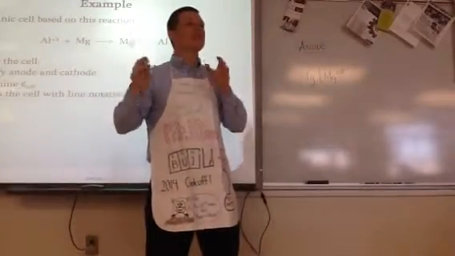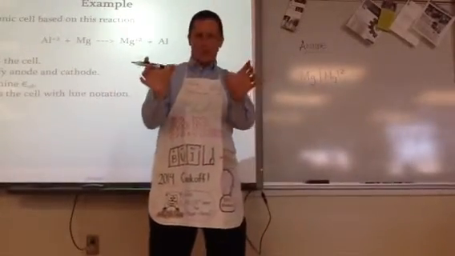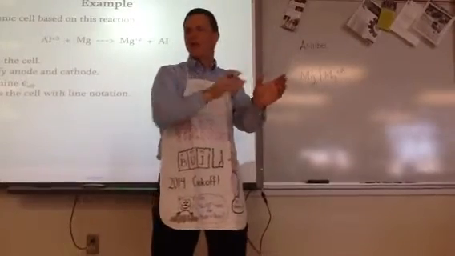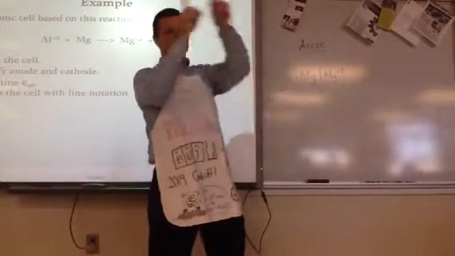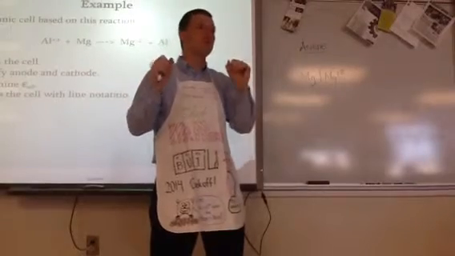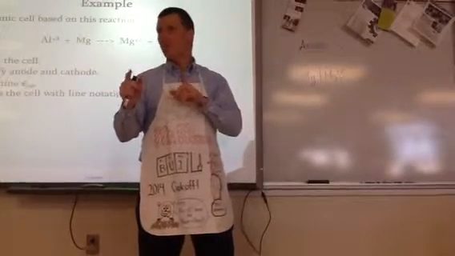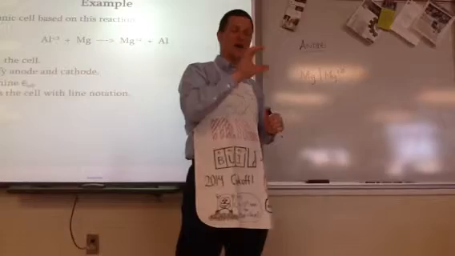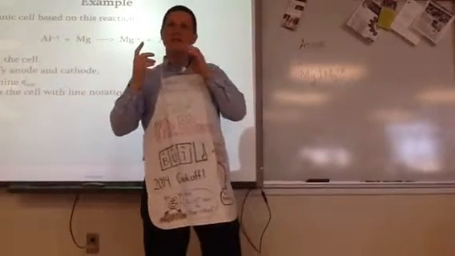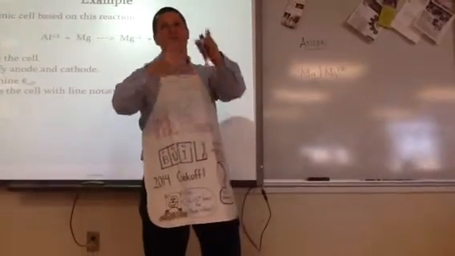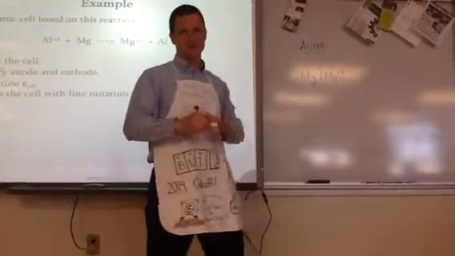Now I told you with the sketch, it doesn't really matter what beaker you make what. You could make the anode on the right and then the cathode on the left and have the electrons going that way. The electrons always go from the anode to the cathode, always. Why? Because at an anode oxidation occurs, and the oxidation is the loss of electrons. So the electrons are leaving the anode and going into the cathode.